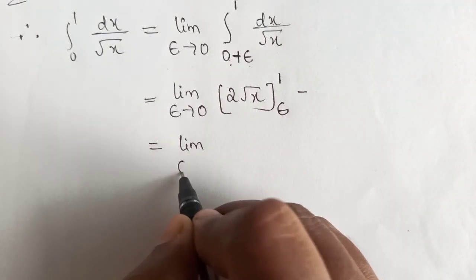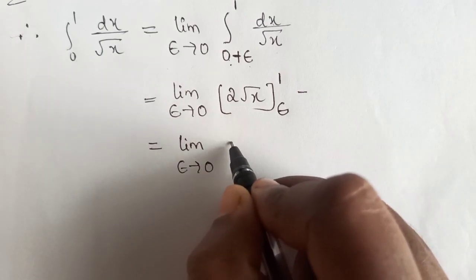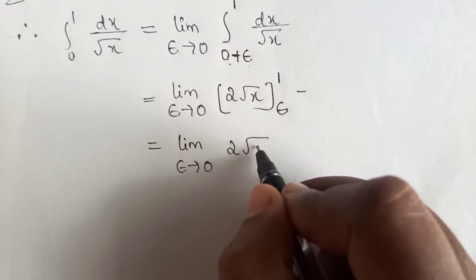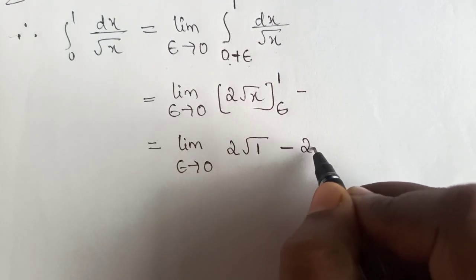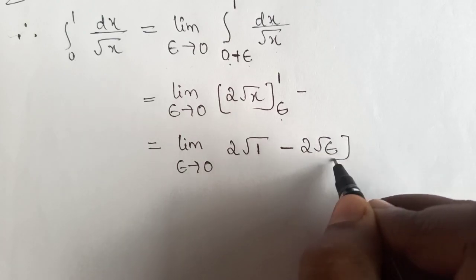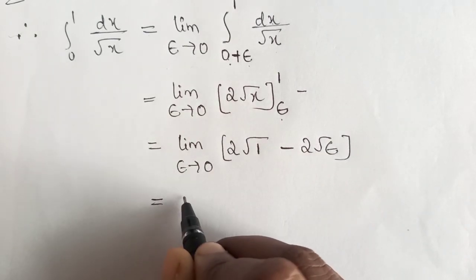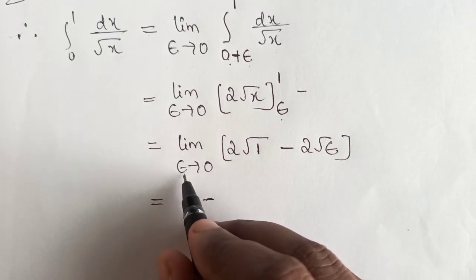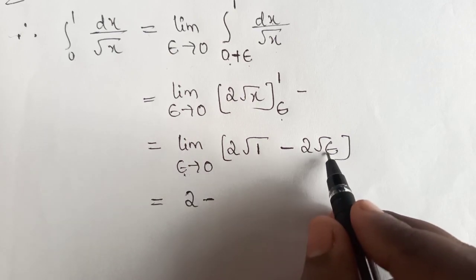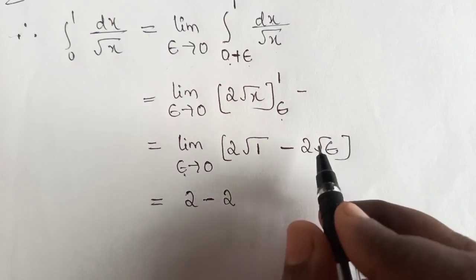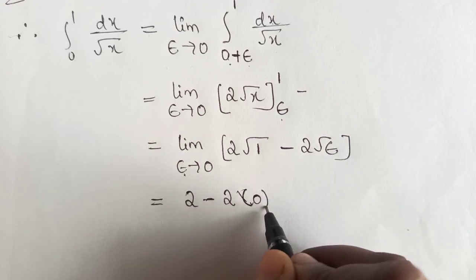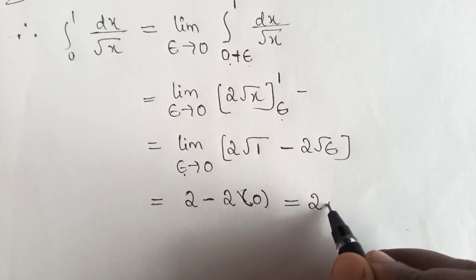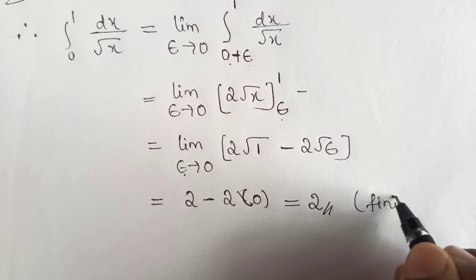This can be simplified as limit epsilon tends to 0. We add the upper limit and lower limit, that is upper limit is 1 minus 2 root lower limit, which is epsilon. Now it can be written as 2 root 1, which is 2, minus 2 root epsilon. Evaluating the limit, substituting epsilon equals 0, we get 2 root 0, that is 0. Therefore it is 2 minus 0 equals 2, which is finite.